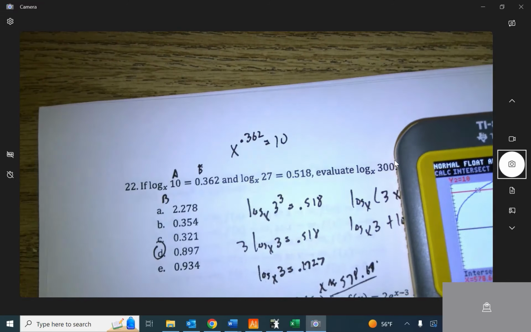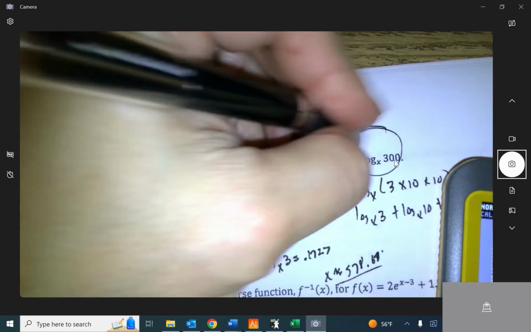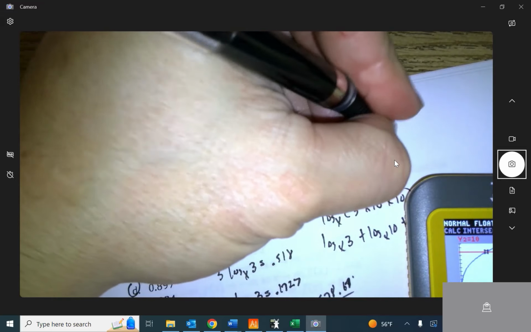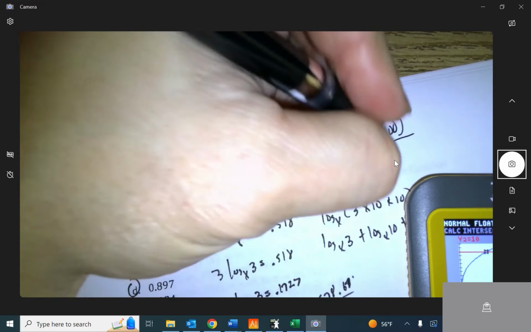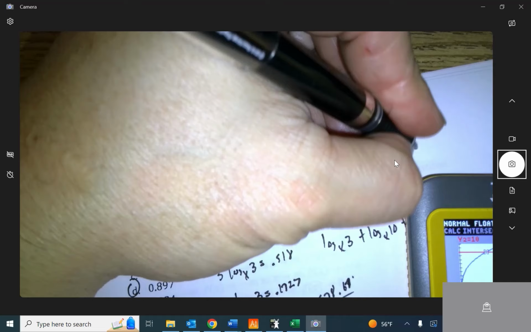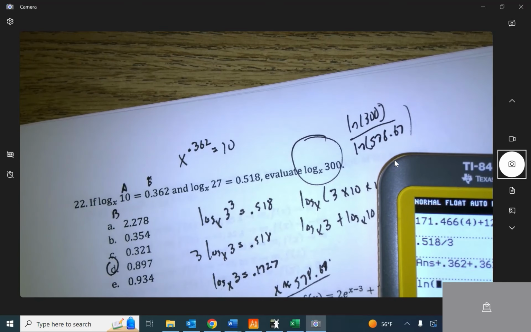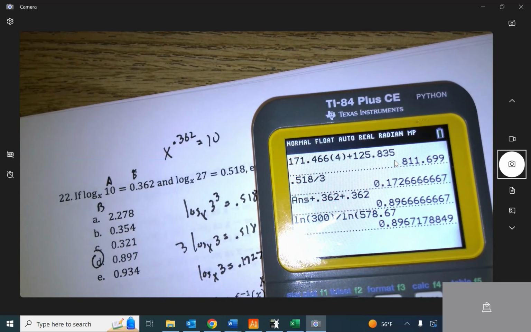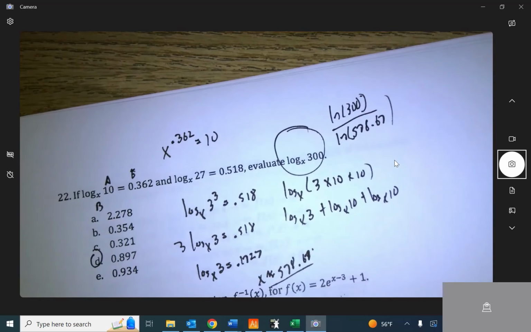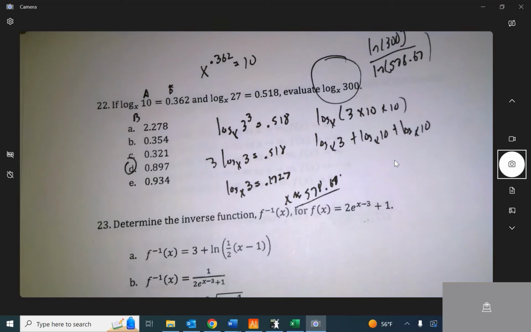Alright? So now I can do this. This would be the ln of 300 over the ln of 578.67. Lots of ways of doing these things. This one was worth doing. Ln of 300 divided by the ln of, I think I said 578, can't even read my own handwriting, 0.67. Pretty close, huh? Oh, sorry you couldn't see what I was doing. Pretty close. So, that's the two ways of doing that one.